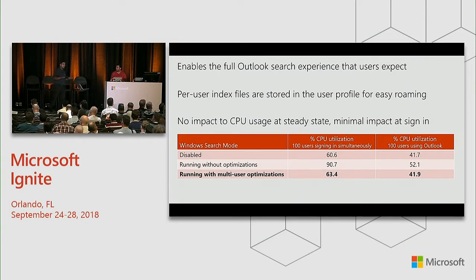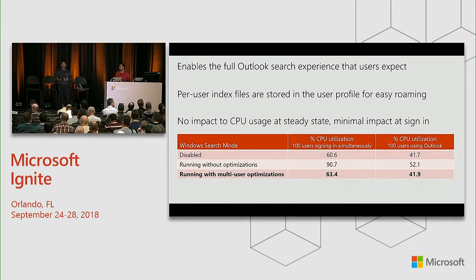Now let's look at this. On 2016, we have said disable it, it doesn't work in multi-user. So you use about 60%. If you run it, actually, it is 90% CPU. Like, what else are you going to do? Nothing. Just let the Windows search indexer run. But now we work with the indexing team.